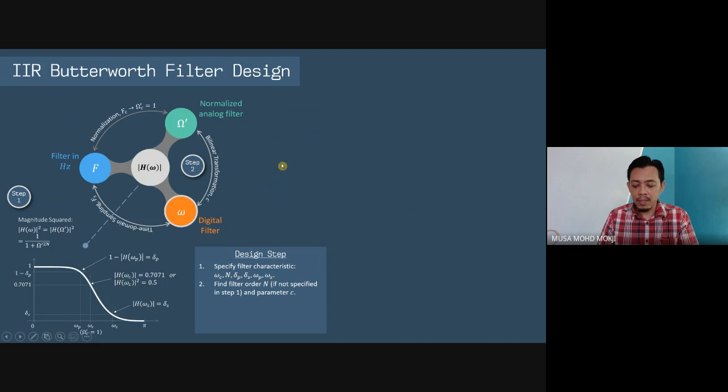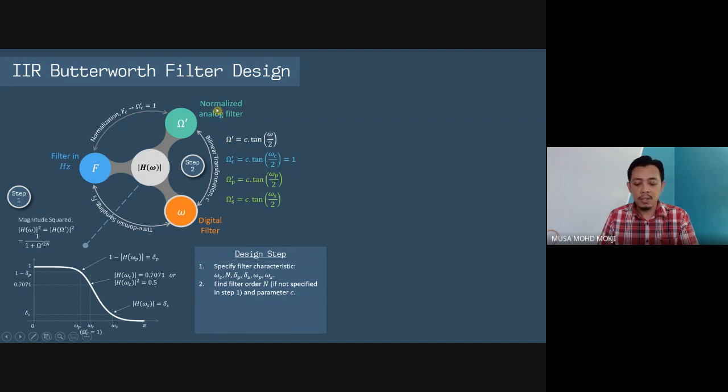And what does that mean? Practically, we try to find the parameter C. So when it says bilinear transformation, conceptually we are doing that, but practically we are finding the parameter C. Finding parameter C can be done using this equation. This is the general equation, with capital omega prime, which refers to the frequency of the normalized analog filter. So the keyword is normalized.